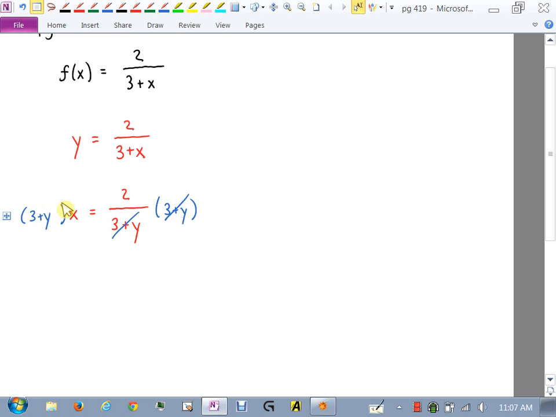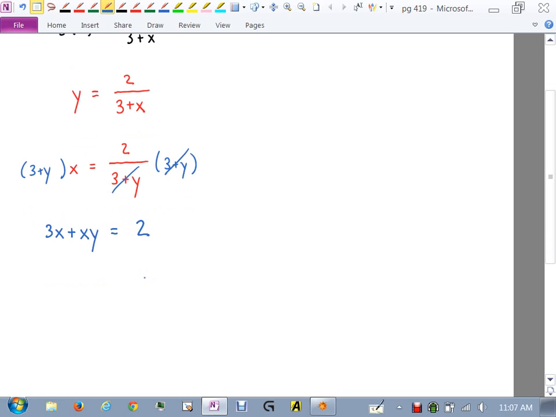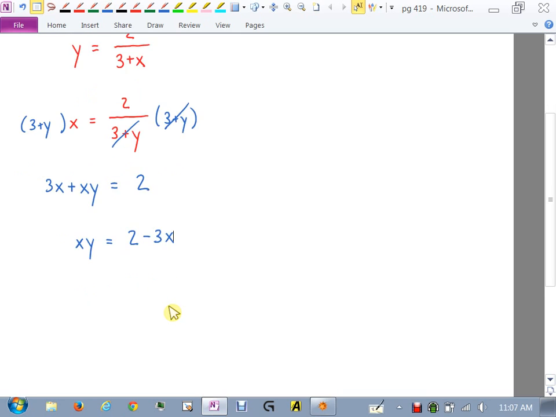Multiply, distribute that x through. So we'll get something like 3x plus xy, or you could say yx, doesn't matter, equals just 2. That's the only thing left on the right side. And we're supposed to be solving for y. So let's get this y by itself, right? How do we get this y by itself? Get the 3x first off this side. Okay, so move it to the other side, which means subtract it from both sides. That all right? And then divide by x. Divide both sides by x.